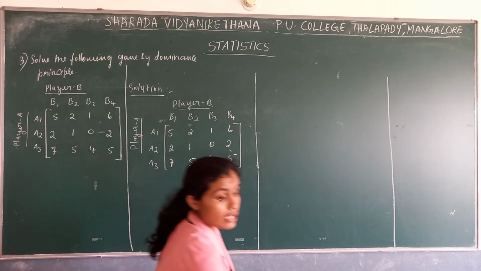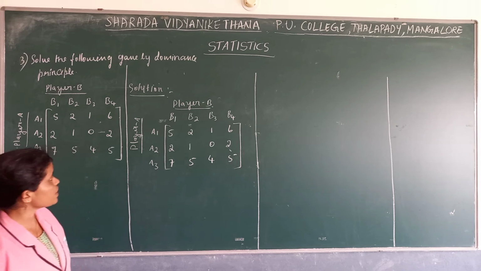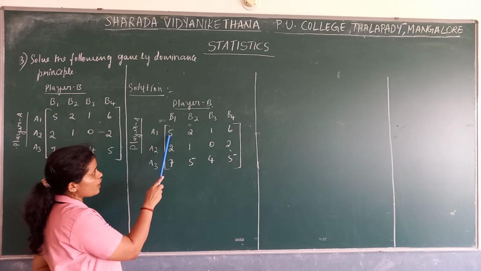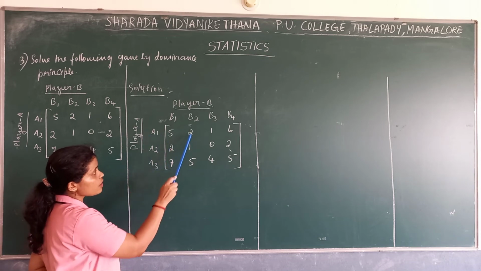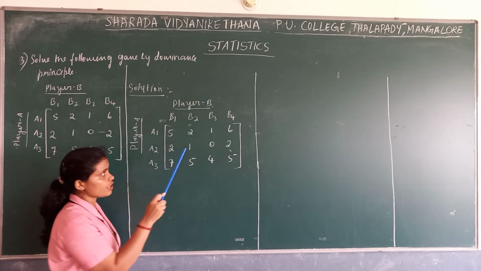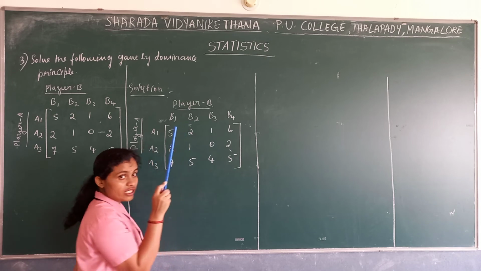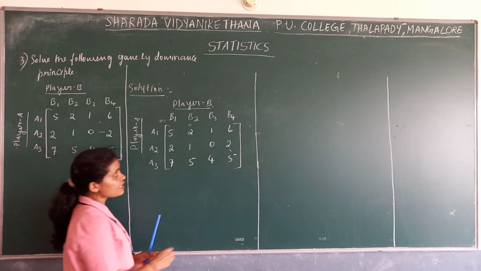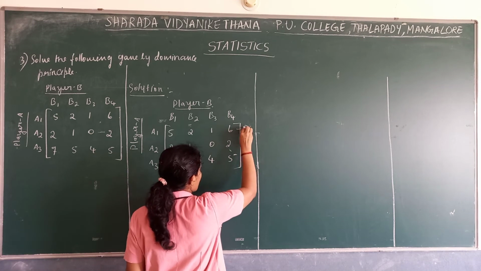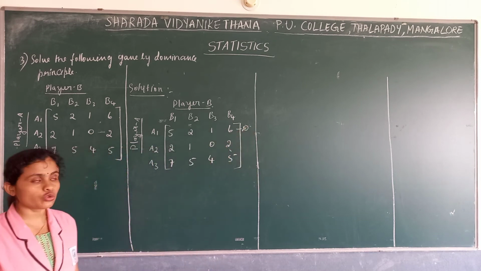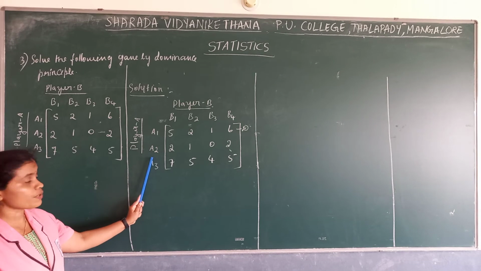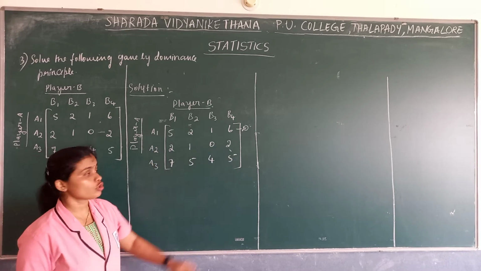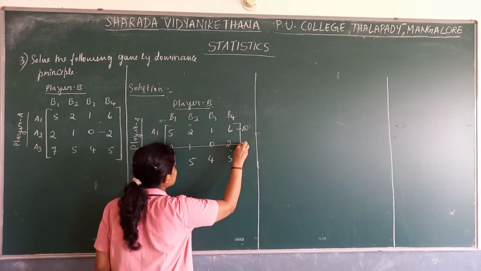Now we'll start the comparison. Row wise comparison starts there. First row, strategy A1 with A2. 5 and 2, 5 is greater. 2 and 1, 2 is greater. 1 and 0, 1 is greater. 6 and 2, 6 is greater. So we can say that this row dominates A2. The strategy A1 dominates A2. So we can delete A2.